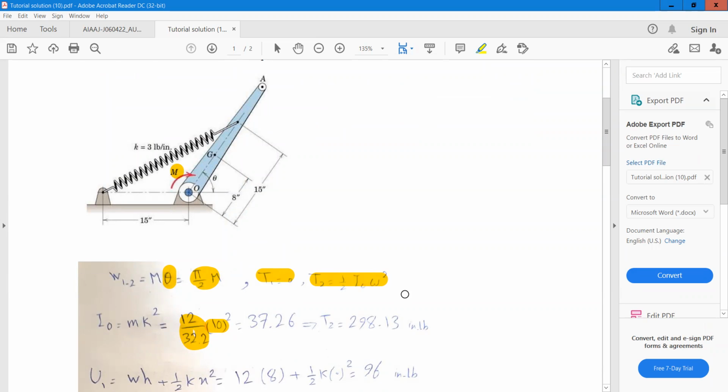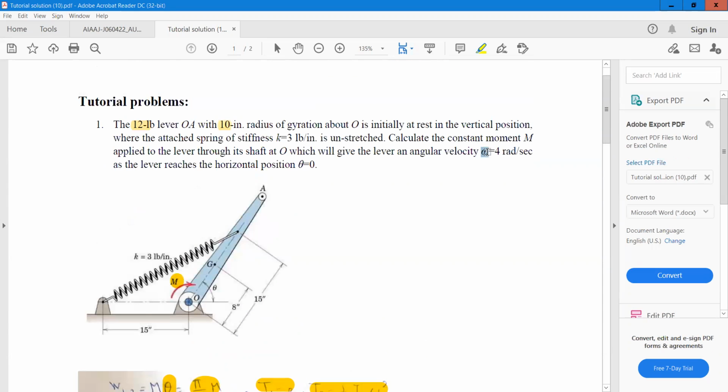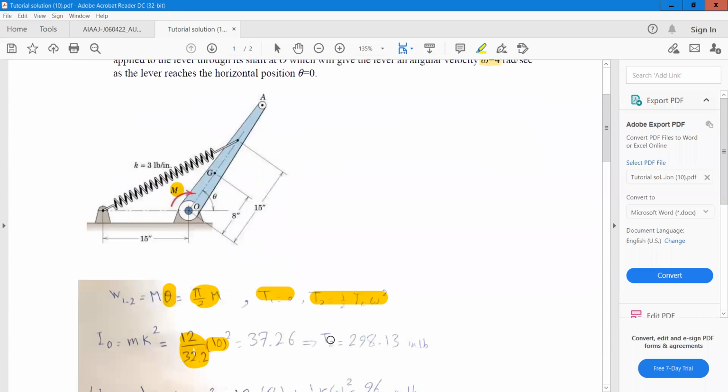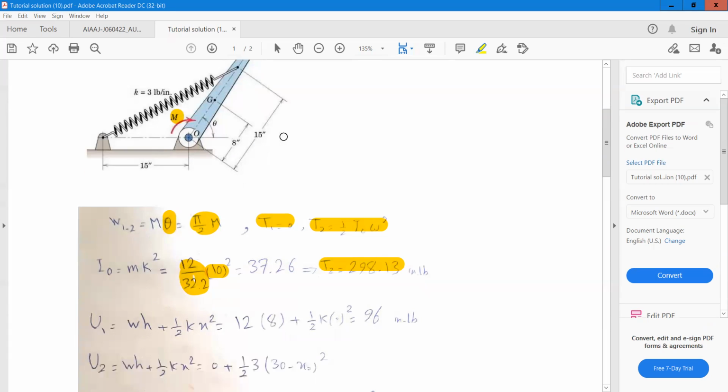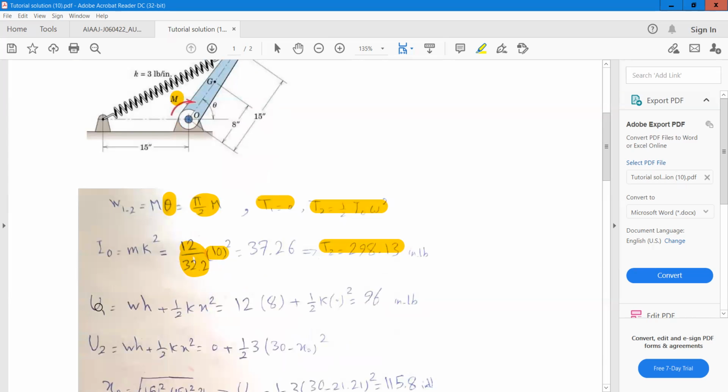Now we can calculate that the final kinetic energy is equal to half I_O omega squared, and omega must be 4 radians per second. So the final value for the kinetic energy at theta equal to 0 is 298.13. Now we need to obtain the potential energy.